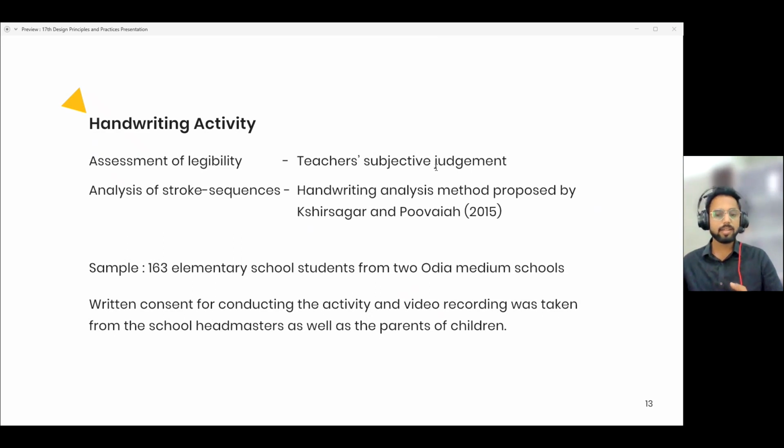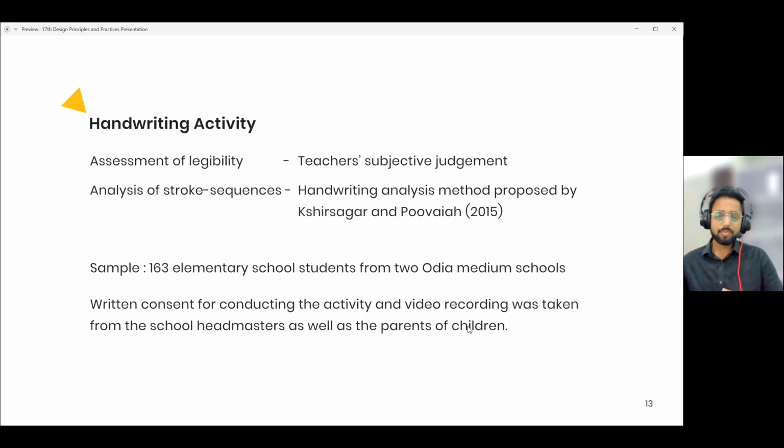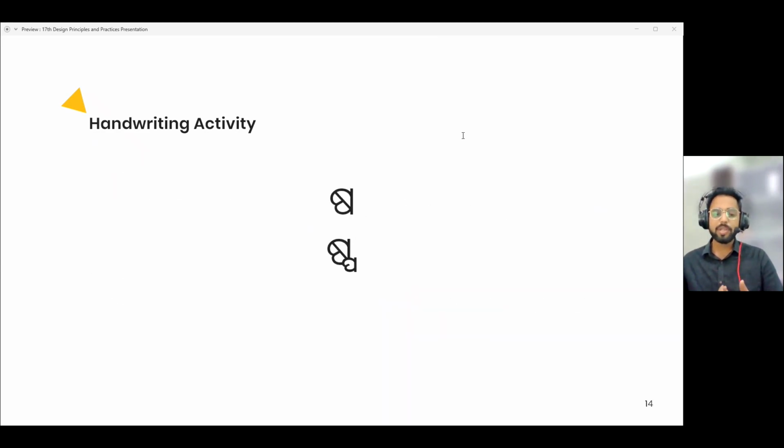In a random sample, data was collected from 163 elementary school students from two Odia medium schools. Written consent for conducting the activity and video recording was taken from the school headmasters as well as the parents of the children. So, considering the children's lack of experience in writing sentences or paragraphs, it was decided to provide them with only two Odia words to be copied 5 times on plain or unruled paper, which is similar to their usual handwriting learning practice.